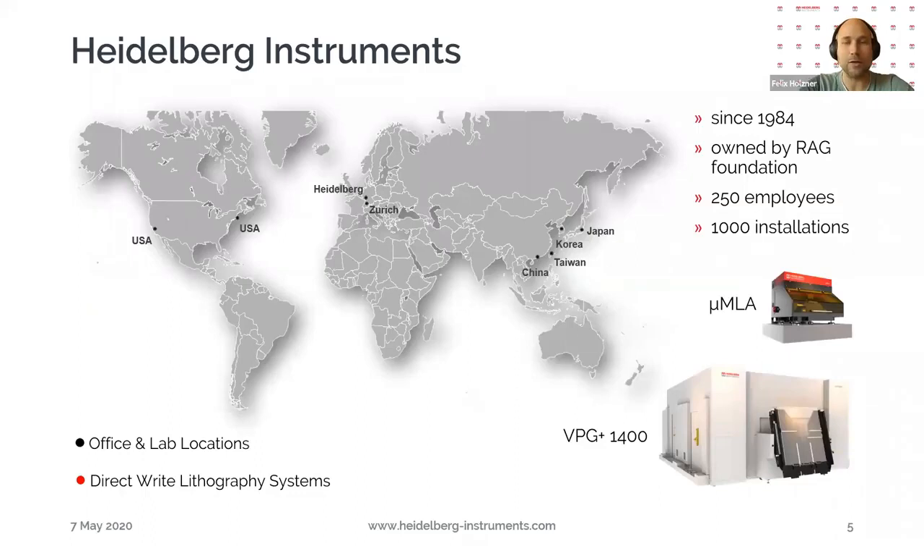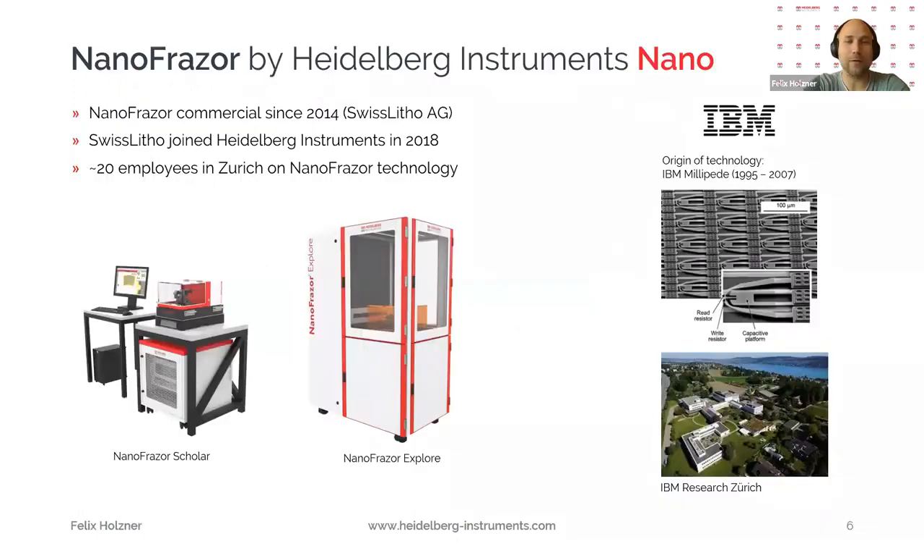Heidelberg Instruments is actually mainly known for laser writer direct write lithography systems. We are selling from small desktop systems to very large, high speed mask writers and direct wafer exposure systems. There's a remarkable number of around 1,000 systems out there. We are around 250 people worldwide. And for 2 years, we have also a system on offer which goes to lower dimensions than usually limited by light exposure. And that's, of course, the NanoFrazor system.